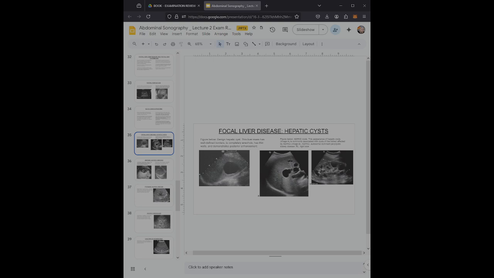Next we come to focal liver diseases, and in this case we're looking at hepatic cysts. So true hepatic cysts are not encountered until middle age, and these hepatic cysts are often associated with autosomal dominant polycystic kidney disease. Clinically, hepatic cysts associated with ADPKD are often asymptomatic, and they do not alter liver function tests.